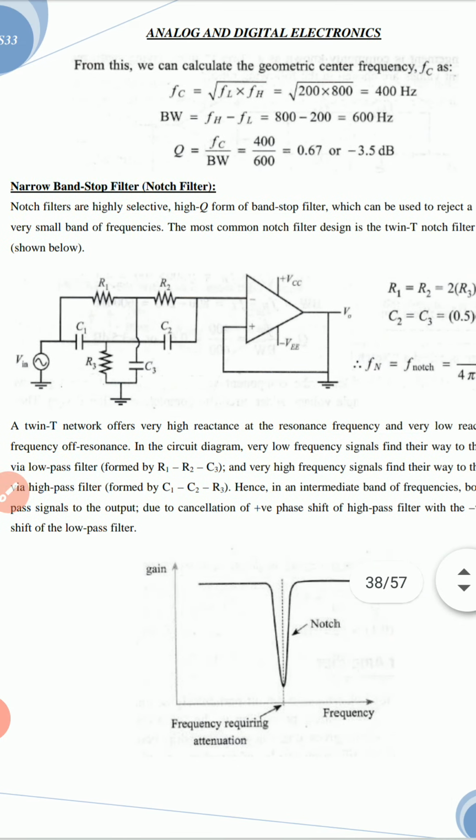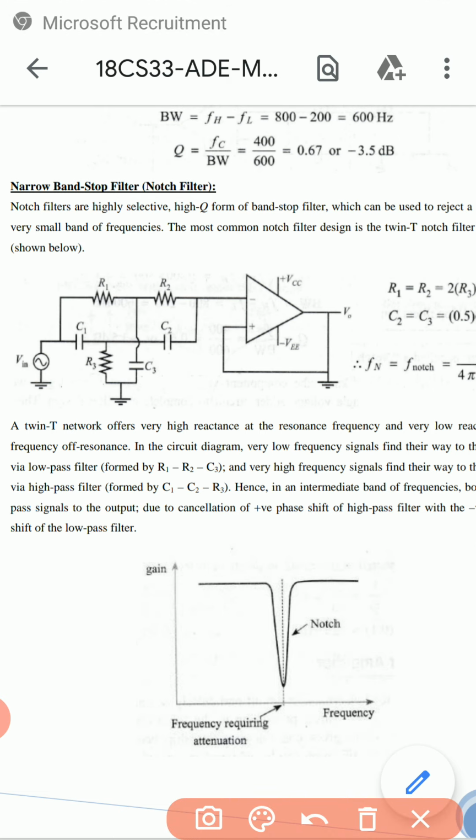Okay, so what is a narrow band stop filter, or notch filter? Notch filters are a highly selective, high quality factor form of band stop filter, which can be used to reject a very small band of frequencies or a single frequency. In this narrow band stop filter, or notch filter, it rejects some set of frequencies.